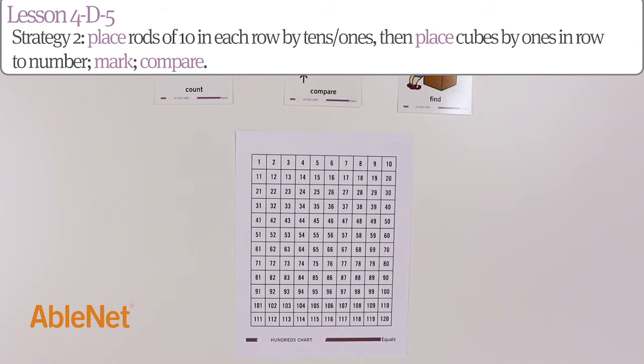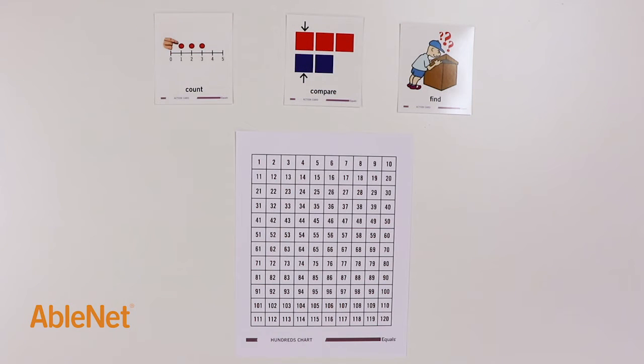In the second strategy, we're going to place rods of 10 in each row by tens and ones. Then we'll place cubes by ones in the row until we get to the number. Then we'll mark, and we'll compare the amounts.